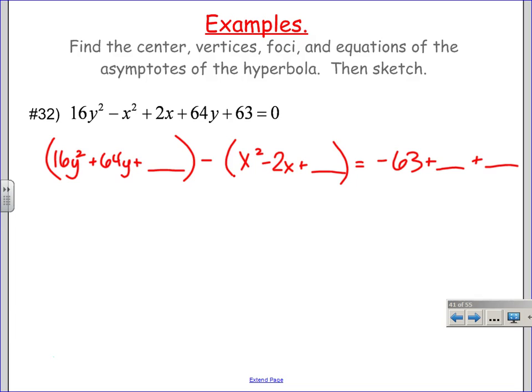Look at this coefficient guy. He can't stay. So pull him out. 64 divided by 16 is 4. Yeah, it actually makes it a lot nicer for filling in the blank. So the next beware was beware the coefficient. I need to factor.